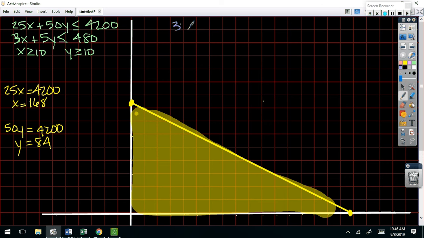For 3x equals 480, x is 160. So right here. And then 5y is 480, so y is 96. Is that right? Yes. Wait, this one was 8, so that's 96. Ooh, those are awfully close.